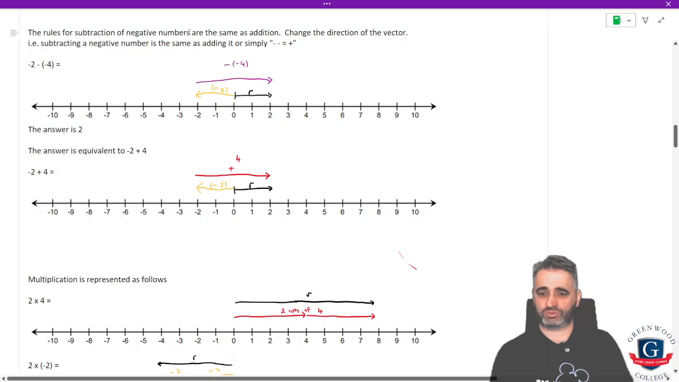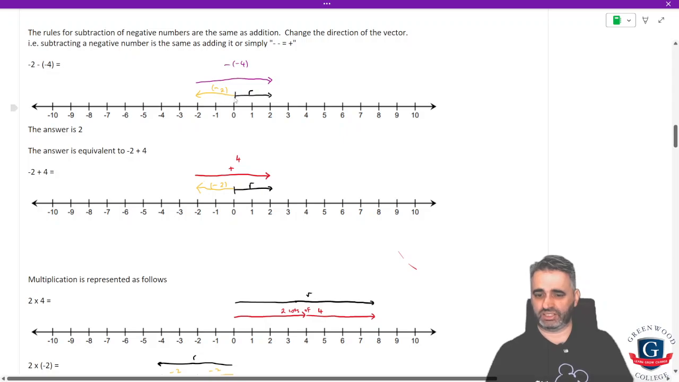The rules for subtraction of negative numbers are the same as addition. Change the direction of the vector. And if you're subtracting a number, it's the same as adding it, or simply minus minus becomes plus. So here we are going to subtract the minus 4 vector. The minus 4 vector would normally go in this direction. Because we're subtracting it, it goes in the opposite direction.